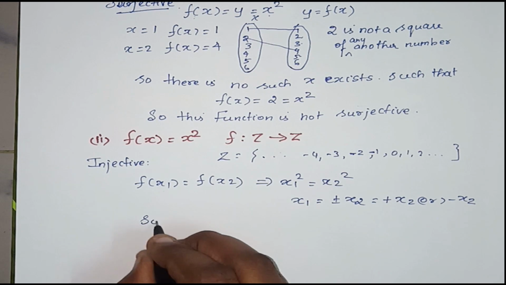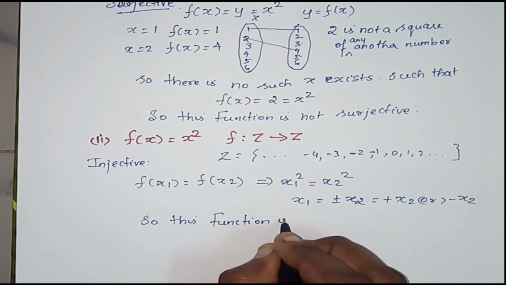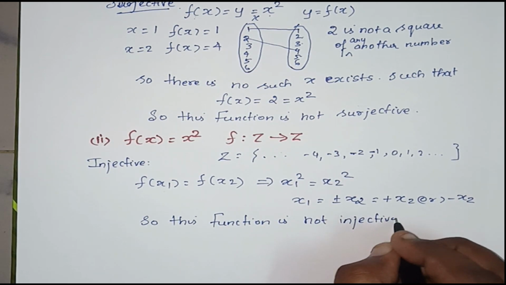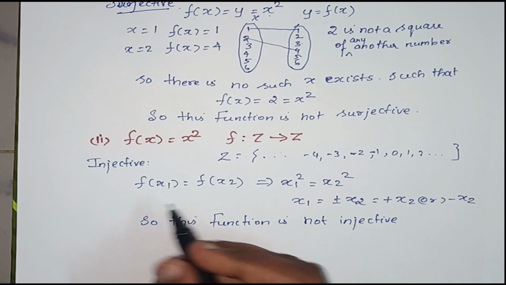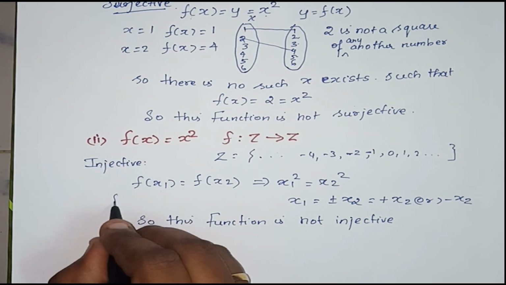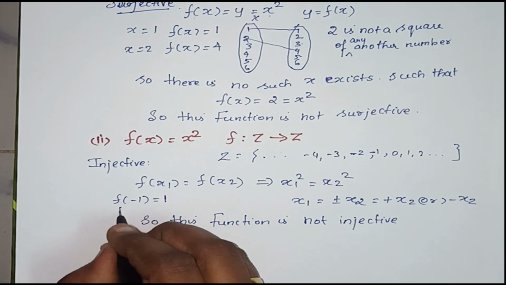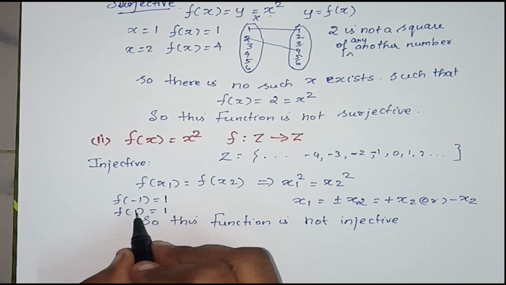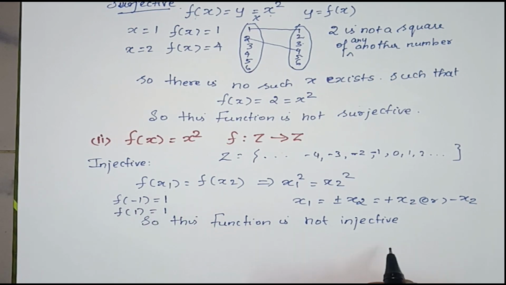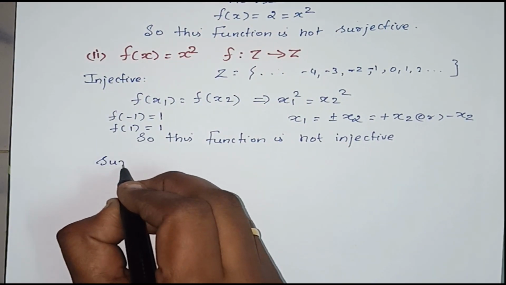So this function is not injective. For example, if we take x is equal to -1, then f of -1 is -1 the whole square, which is 1, right? f of 1 is also equal to 1. So the same output comes for two inputs. So this function is not injective. Next we need to check whether this is surjective.